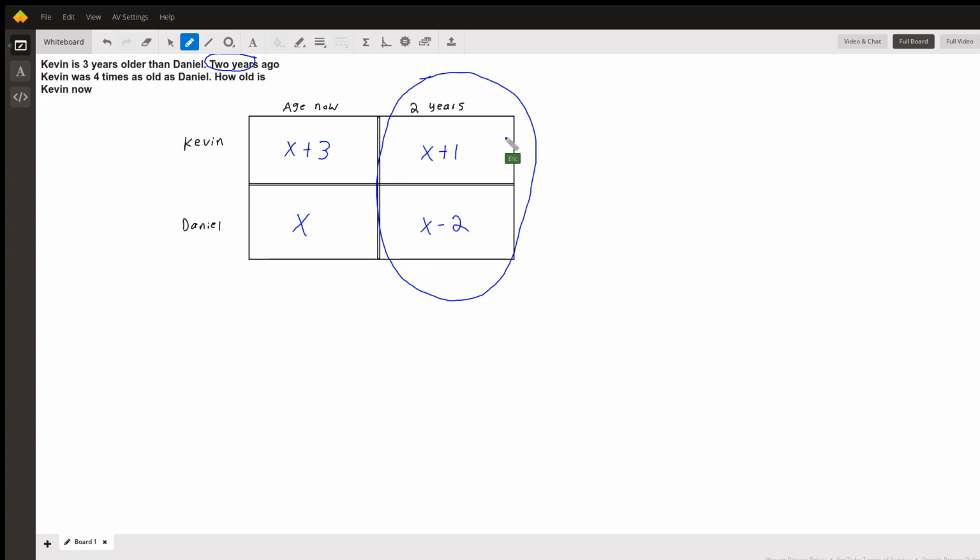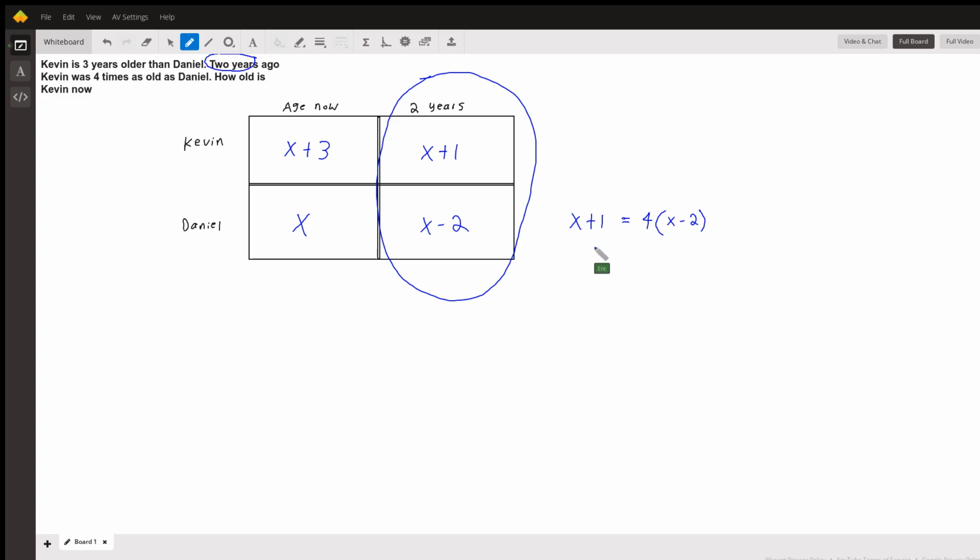Now, what was Kevin's age 2 years ago? Well, his age 2 years ago is X plus 1. So X plus 1 equals 4 times as old as Daniel. So 2 years ago, Kevin was 4 times as old as Daniel's age, which is X minus 2. So now we have our equation.